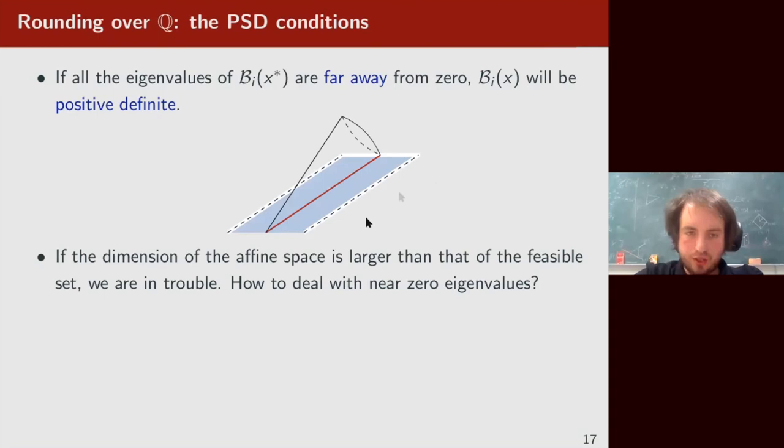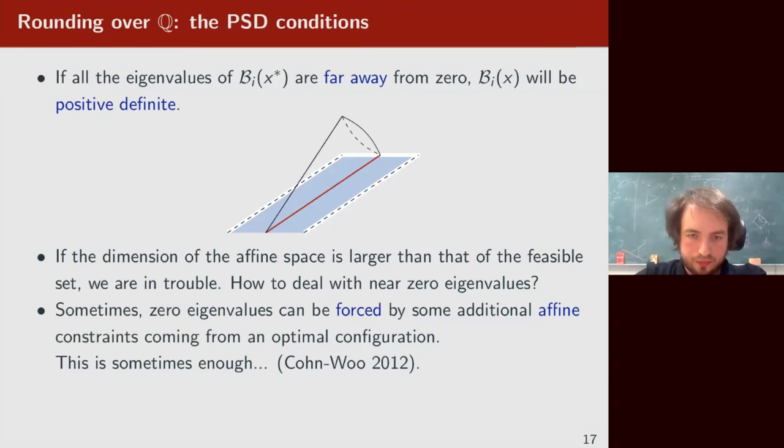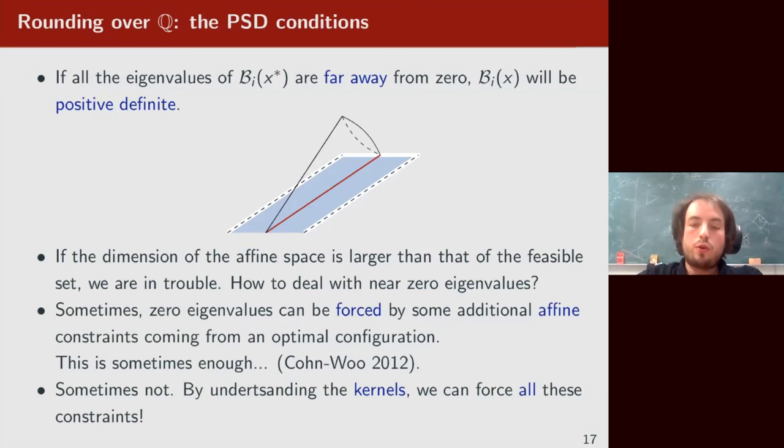So the problem is, how do I deal with the near zero eigenvalues? Well, the idea is that if I have some eigenvalue which is very close to zero numerically, this means it has to be zero. So what we want to do is force them to be zero. Generally, you can use geometry to have some more conditions and to find these to be zero. And in the literature, usually that was enough, but for us it wasn't enough. So we want to find some general way to understand these zero eigenvalues. So we want to understand what the kernels of our solution are.